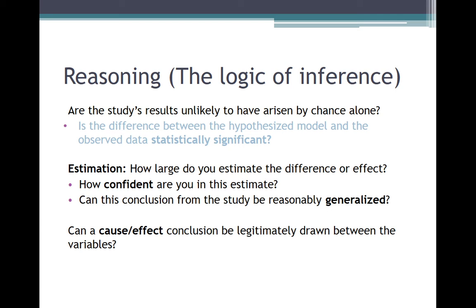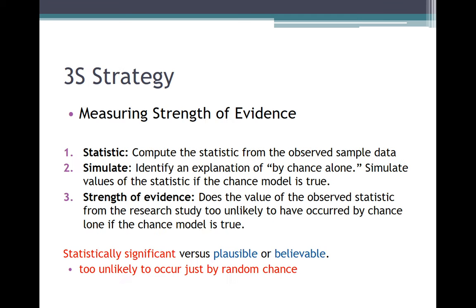Then the next question is, how confident are we in this estimate? Can it be generalized? Can a cause and effect be legitimately drawn here? So we try to do the statistics. We may try to do a simulation. We actually may use the math behind it. And does the strength of evidence conclude that it's just too unlikely to occur just by chance?